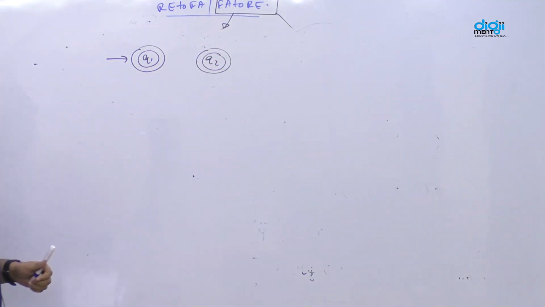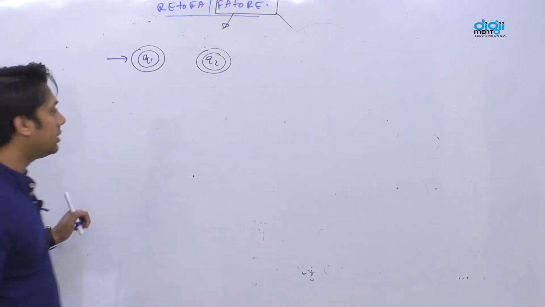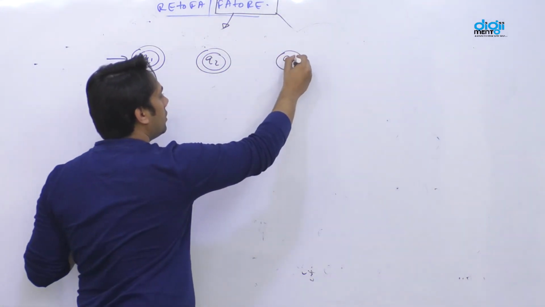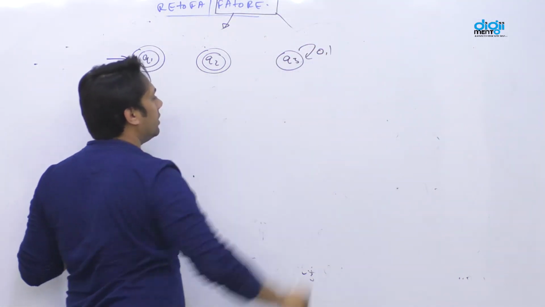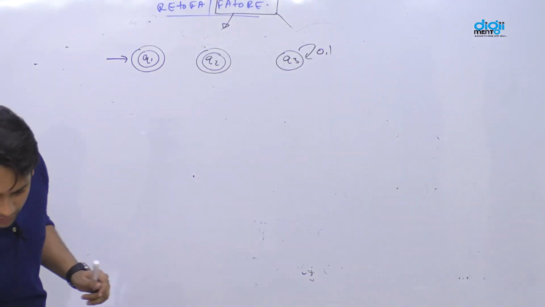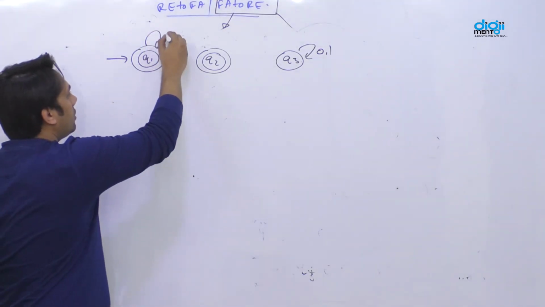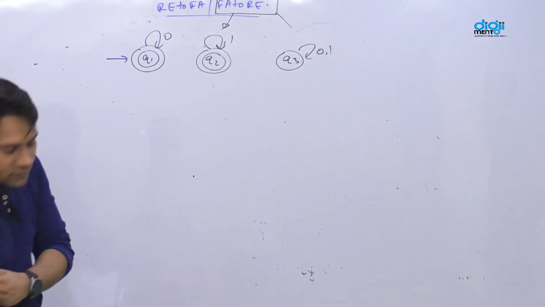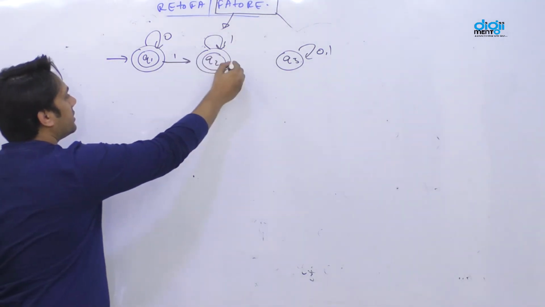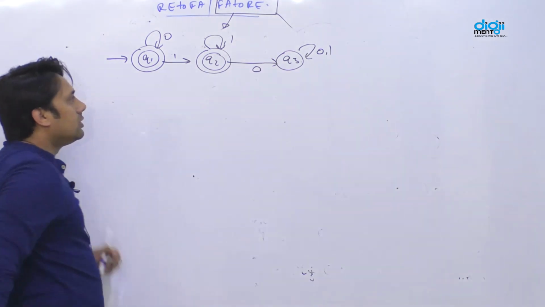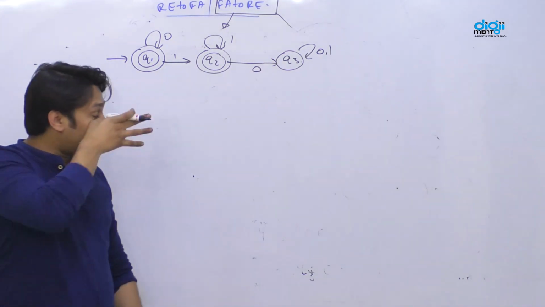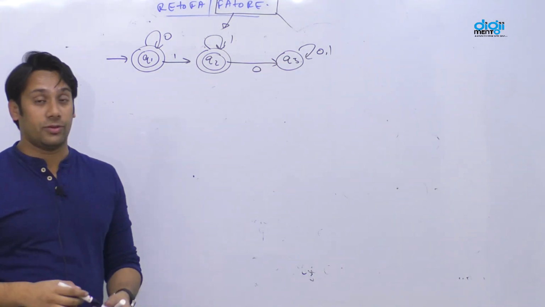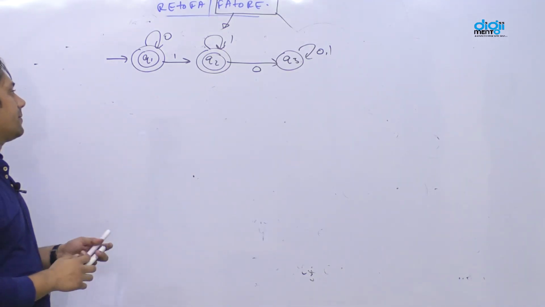We have two final states here, and then we have Q3, and here we have a loop which is 0, 1. Now here we have a loop which is 0. This is a loop with 1, and then we have these transitions which is for 1, and this is a transition for 0. So this is the diagram. Now we have to convert this diagram to regular expression. तो हमें इस diagram को regular expression में convert करना है.